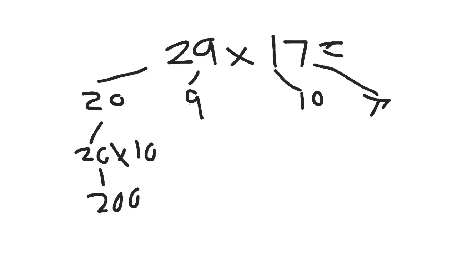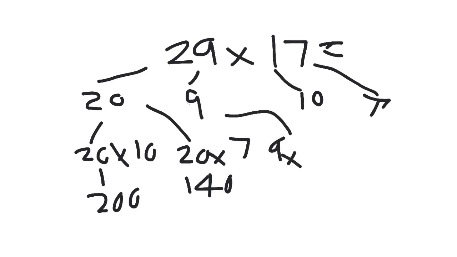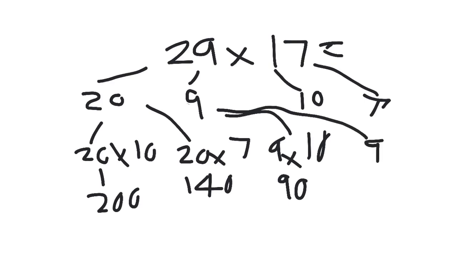And also I need to do 20 times 7, which is 140. I know 2 times 7 is 14, so 20 times 7 would be 140. Now I'm going to do 9 times 10, again, a really easy one, which is 90. And then lastly, 9 times 7. Now I've practiced my 9 times tables recently, so I know quite quickly that that is 63. Now I just need to add all these numbers together and it will give me the answer.